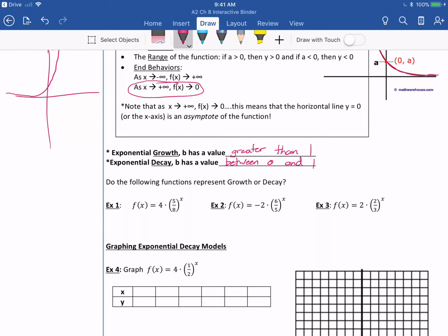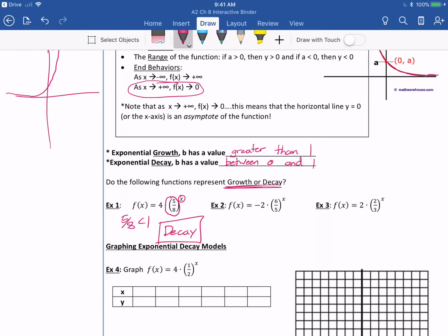That's going to help us with these first three quick problems. Do these graphs represent exponential growth or decay? To determine that, all we have to look at is the number being raised to the x power. Is 5/8 greater than 1 or less than 1? 5/8 is less than 1, so this one is decay.